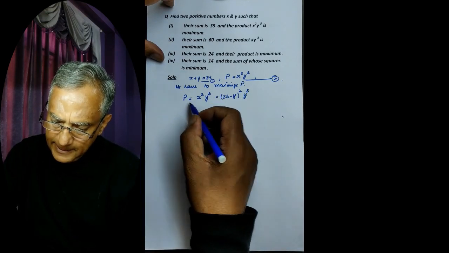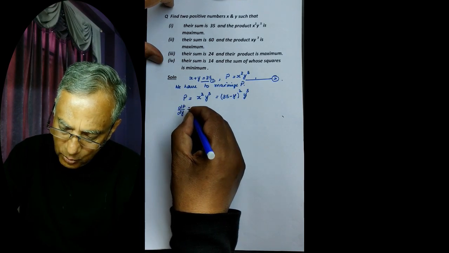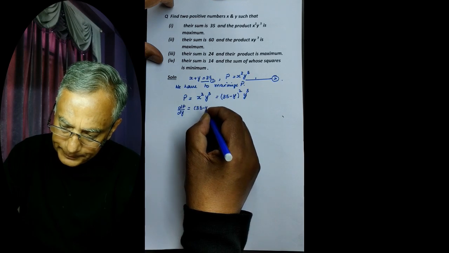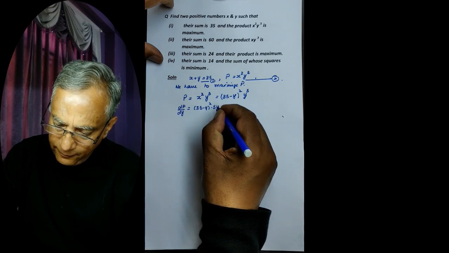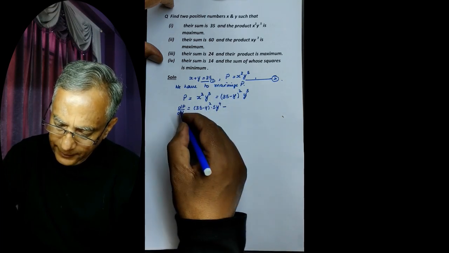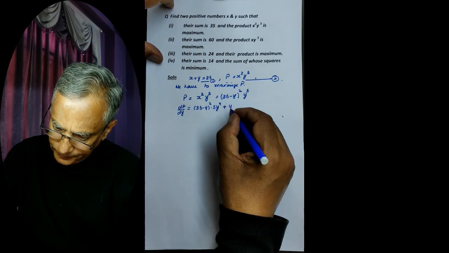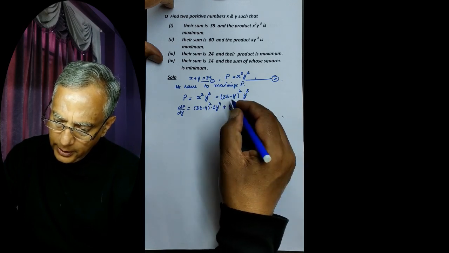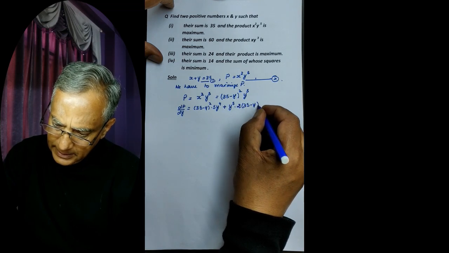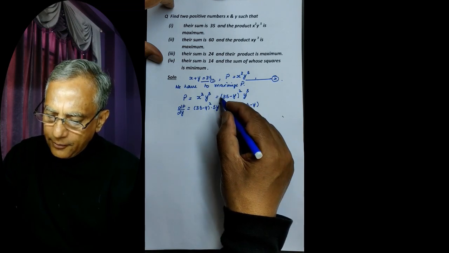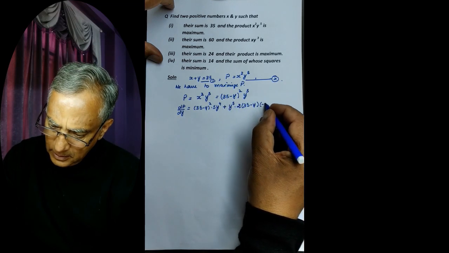Now we maximize p. So dp by dy is equal to first function into differentiation of second. Differentiation of y^5 is 5y^4, as we are differentiating with respect to y. So differential of the first function will be 1 plus y^5 into differential of this. Differential of this will be 2 into (35 minus y) into differential of the inner function. Differential of the inner function: differential of 35 is 0 and differential of y will be minus 1.